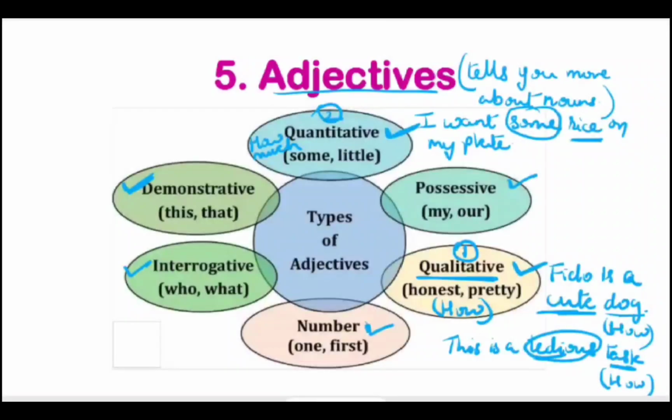Not the exact quantity, but it gives you some, lots of, little, no rice. I want no rice today. So this will give you an idea of the quantity that someone wants, the quantity of some noun. This is adjective of quantity, or quantitative adjective. Remember to ask the question how much.